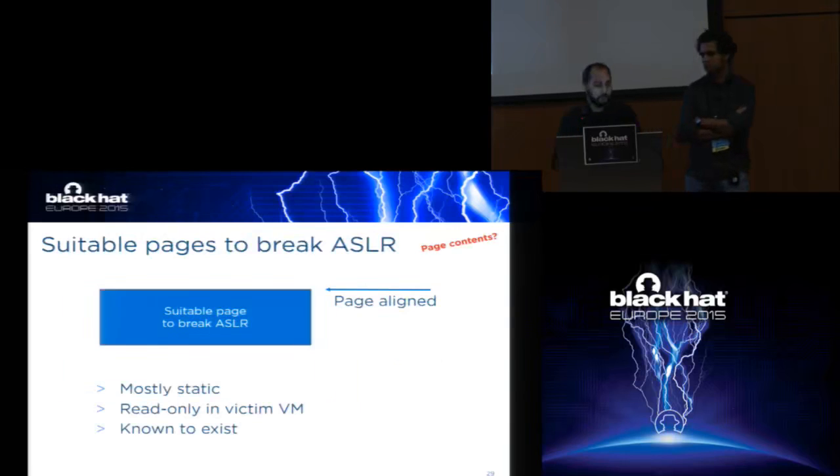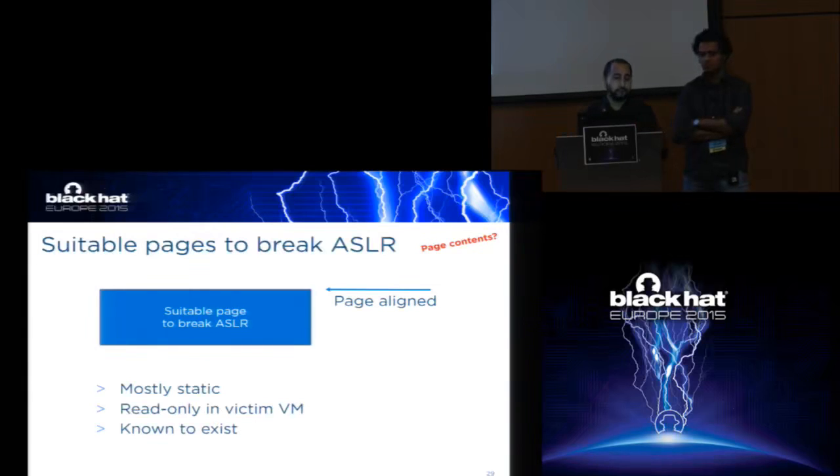Now, when we were thinking about the attack, we were looking for certain kinds of pages, of course. And these pages have to follow certain criteria. So one of them is that the pages have to be page aligned. And the reason for that is the memory deduplication scheme scans through the pages, and it always starts at offset 0. So it tries to detect if these pages are the same or not. So we need ideally page aligned pages.